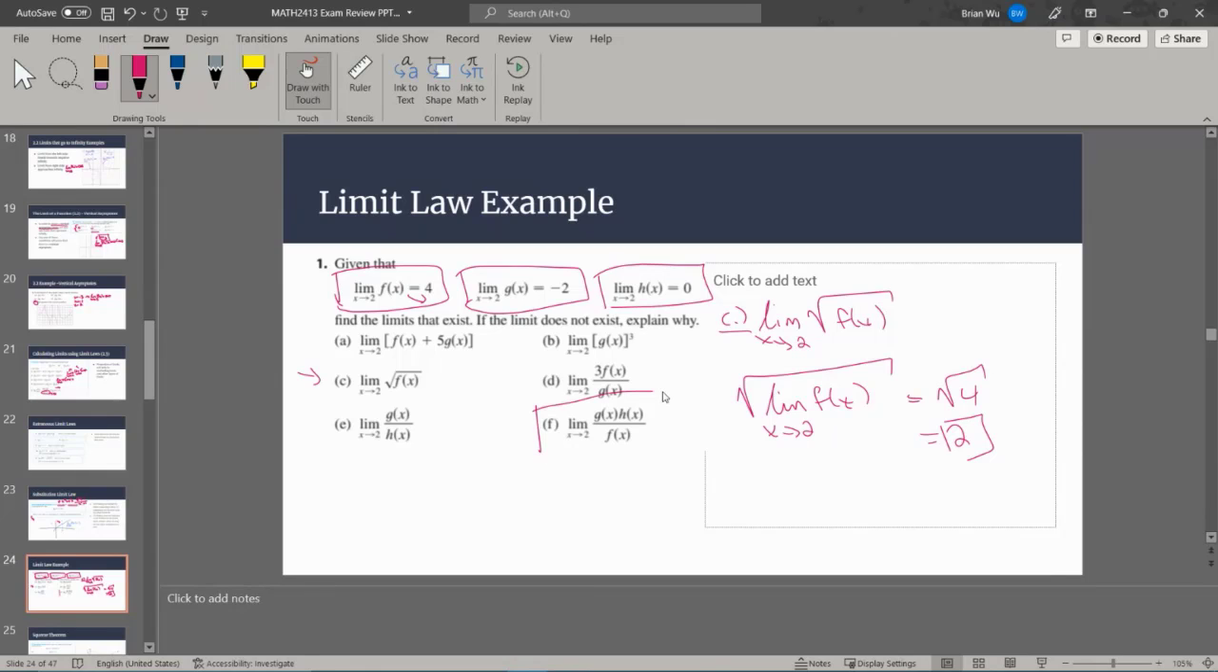Similar for this one, you can try it out, where you can split the limits using the product and the division rule into multiple limits. And as long as the limit of f of x is not equal to 0, and these two exist, it should be valid.